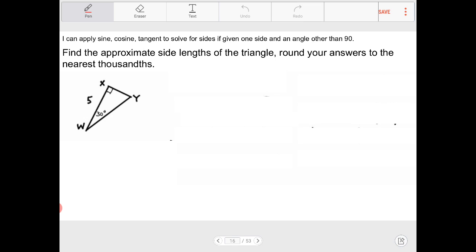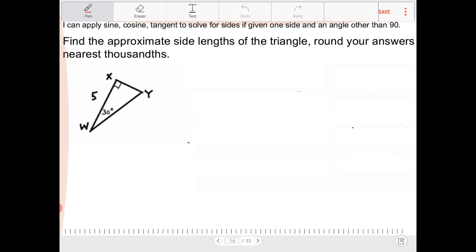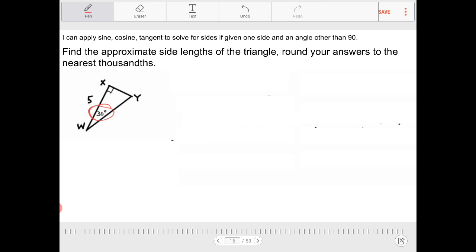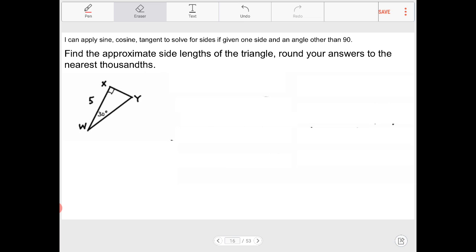All right, so find the approximate side lengths of the triangle, rounding your answers to the nearest thousandths. We need to find out all the various side lengths here. I noticed that this is 30 degrees. So we're going to actually use our calculator for this, because we're going to find out what the actual numerical decimal values are of the various side lengths. So pause the video to see if you can figure this out.